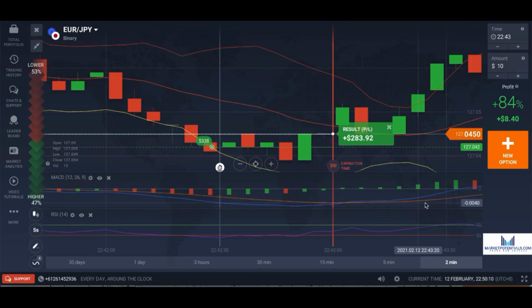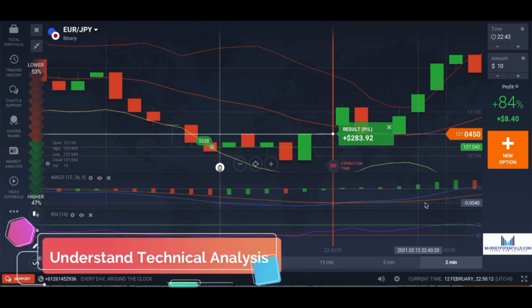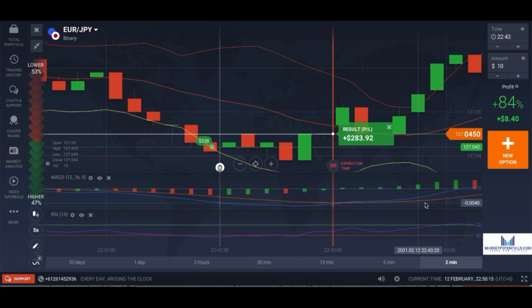Okay, now you do want to understand a little bit about technical analysis. Now guys, this is really not rocket science. Just Google it, go to investopedia.com, go to marketpotentials.com.